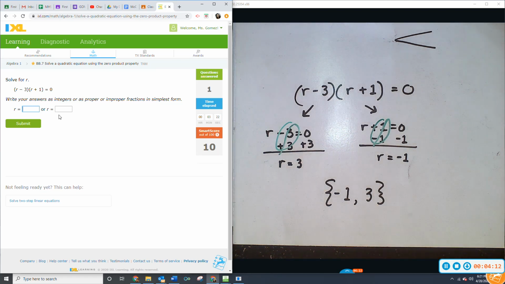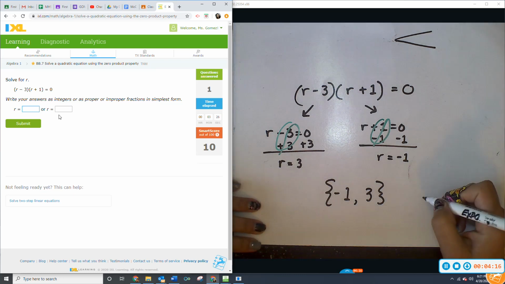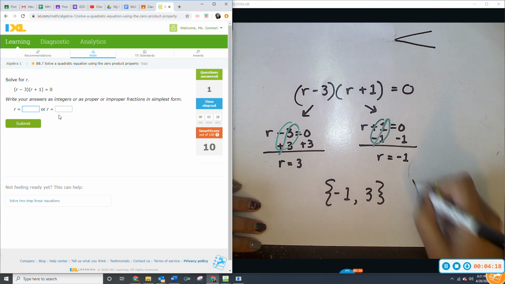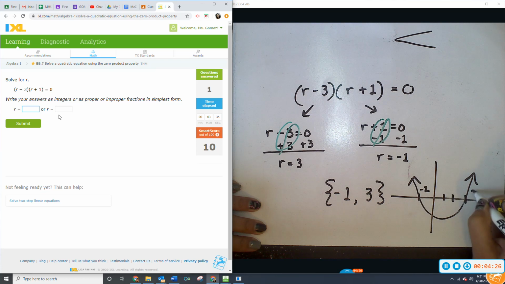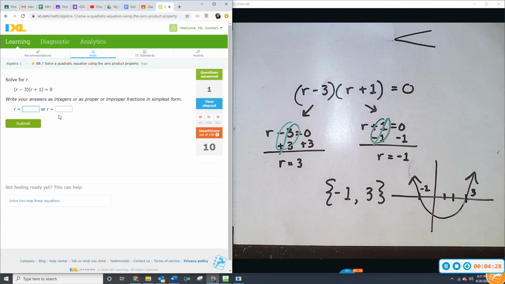This is not a coordinate. These are two x-intercepts, so since this is positive here, that means that it crosses at negative 1 and positive 3. Those are the solutions. So let's write it, negative 1, and then 3.